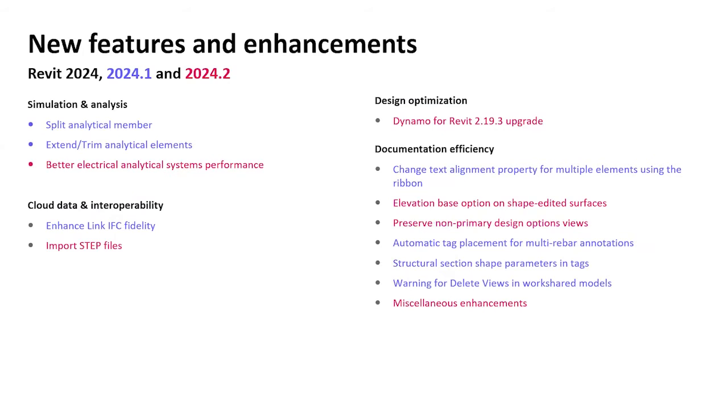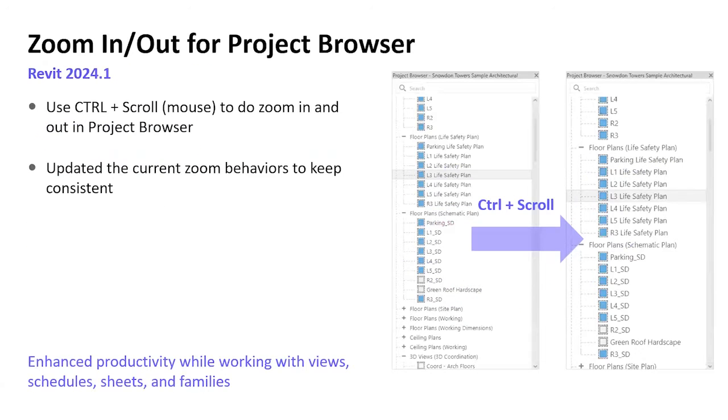Structural engineers saw enhancements in structural member creation and modification. There were big improvements to analytical modeling. Of course, Dynamo updates, all kinds of values added for elevation base, option offsets, and shape editing surfaces, preserving primary design option views. Well, let's jump into a few of my favorites.